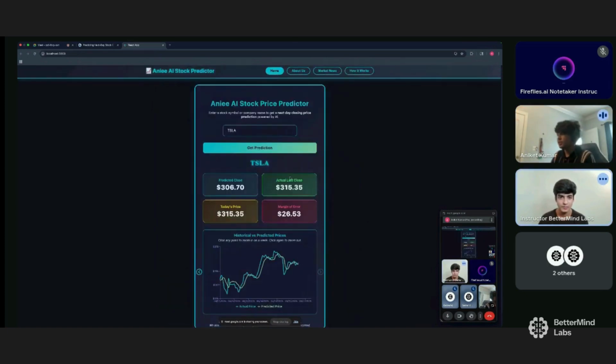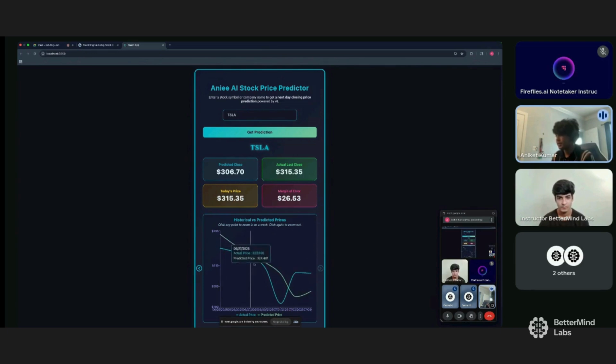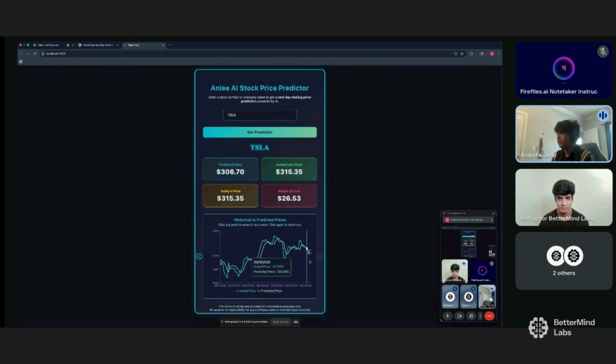Okay, great. So it has loaded. So here's our model. Here's the predicted close, here's the actual close, here's today's price, and here's the margin of error. The users can see the graph as a visual representation. The green represents our predicted price and the blue represents the actual price. The users can hover their mouse over any coordinate they would like, so they can understand the model more. The user can also press on it to zoom into the latest week, and press again to zoom back out.